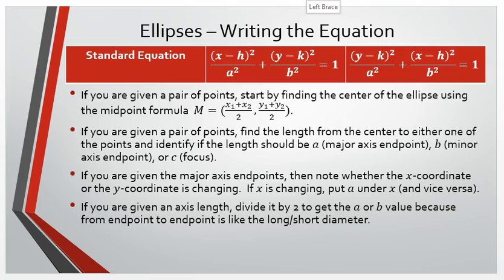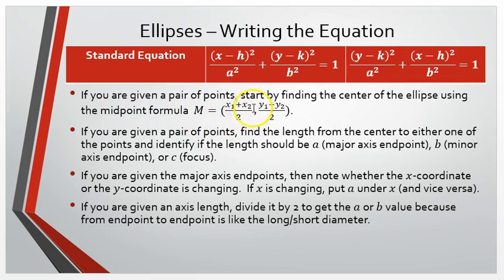So now here are some of the helpful hints and rules you'll want to use while you are writing the equation, given some information. The first fact I gave you is that when you are given a pair of points, and it doesn't matter what the pair of points are, they can be major axis endpoints, minor axis endpoints, or foci, you want to start by finding the center of the ellipse by using the midpoint formula.